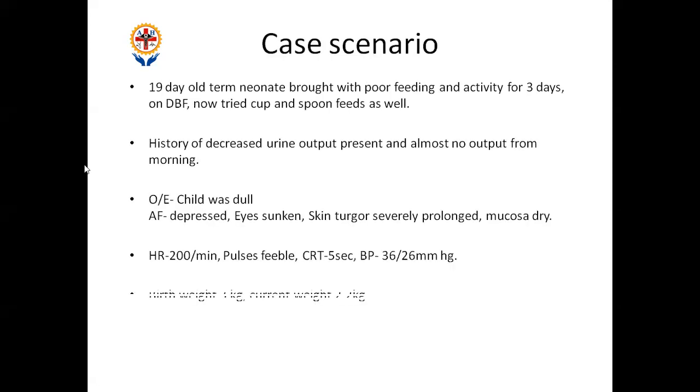So this is the case scenario. I think you all have to take a paper and write a treatment protocol for this child. I'm going to give you 5 minutes. After 5 minutes only I'll talk with you.